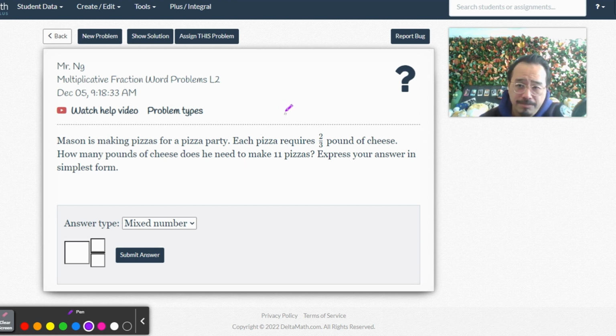Multiplication, right? In case you're ever intimidated by this fraction, you could replace the fraction with a whole number. Let's just say one. So each pizza requires a pound of cheese, which doesn't sound like a lot actually. How much cheese will you need to make 11 pizzas? Well, you do 1 times 11. It's the same concept. If you have 2/3 pounds of cheese and you need to make 11 pizzas, that's 2 times 11. Multiply fractions, nothing to cross cancel. That's just 22 over 3.